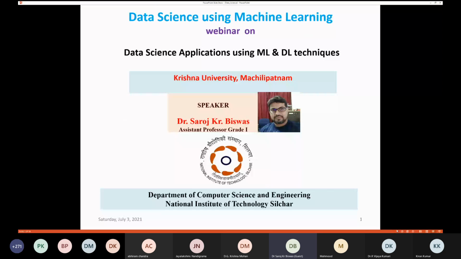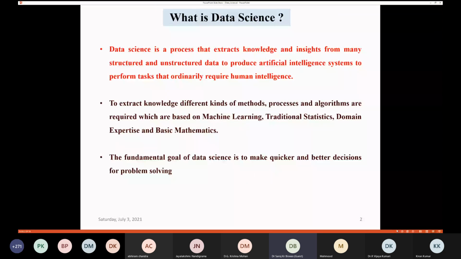We already talked about what we're going to present in this presentation. First, we need to understand what data science is. Data science is a process that extracts knowledge and hidden patterns from a huge amount of data. The data can be structured or unstructured, but it finds knowledge and insight from the data, and that knowledge can be used to solve some intelligent problem or intelligent task.